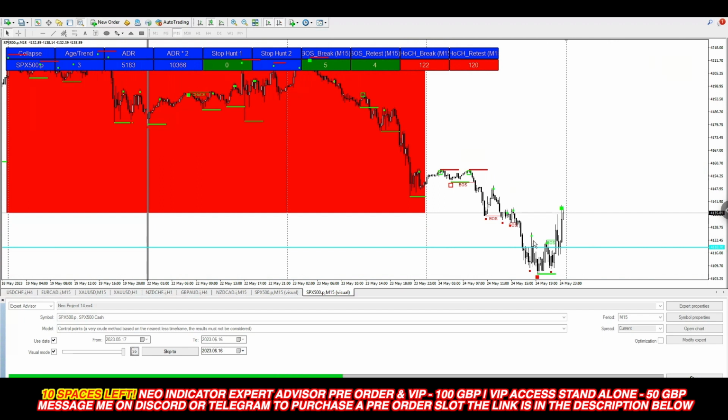You can also see one was forming here, but again, this was a rejection. And then we eventually got that same breakout here, which Neo showed us with this here, showing us that there was a break of structure. This is fantastic. So the last piece of Neo that's being coded is actually the expert advisor, and that would enable you to press the auto trading button here.